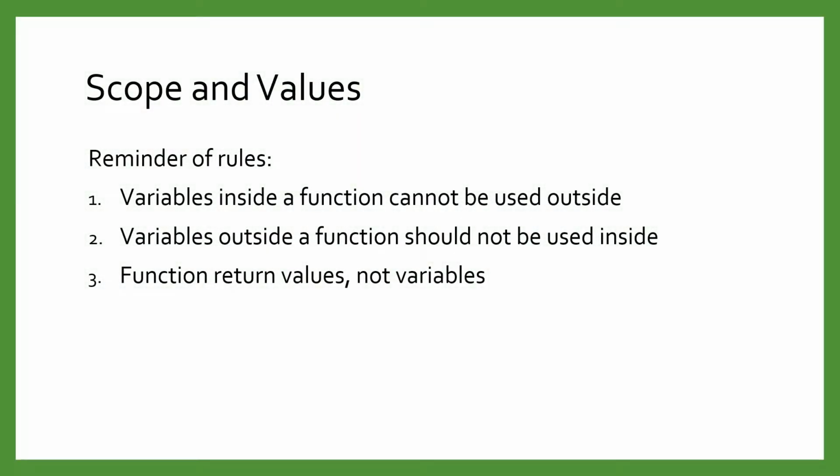Previously, we learned about scope, the idea that variables inside a function cannot be used outside of the function, and variables outside a function should not be used inside the function. Further, we learned that functions do not consume or return variables. Instead, they consume and return values. These ideas are critical in understanding how data flows through a program.